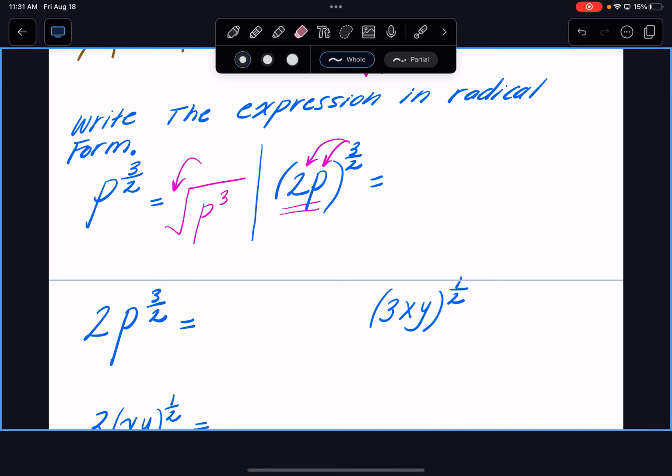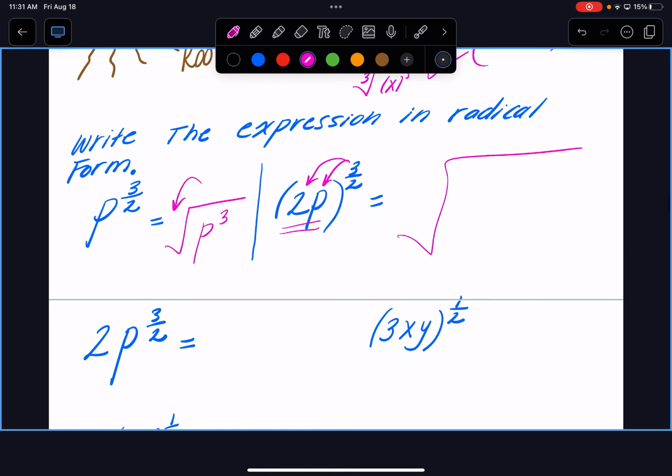We know it's under the same root. Look, it's in parentheses, so it goes under the same root. The root's a square root, so I don't write 2. But now we need to make sure we use parentheses. Both 2 and P have a 3rd power.